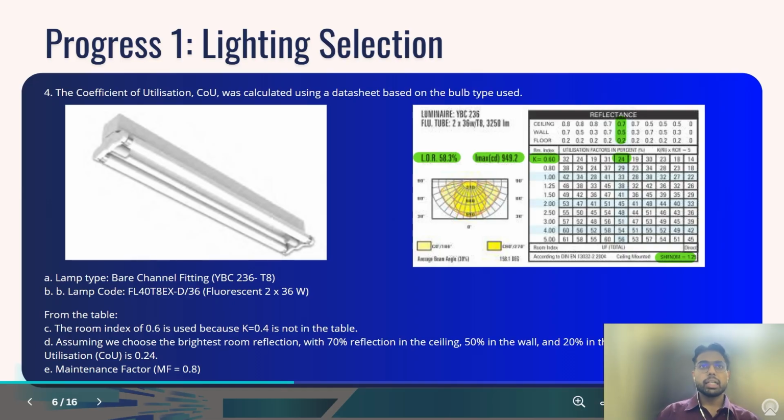So okay, the lamp type chosen is YB6236 T8. Hence the lamp code is FL. The lamp code chosen is FL T8EXD36 fluorescent 2x36.